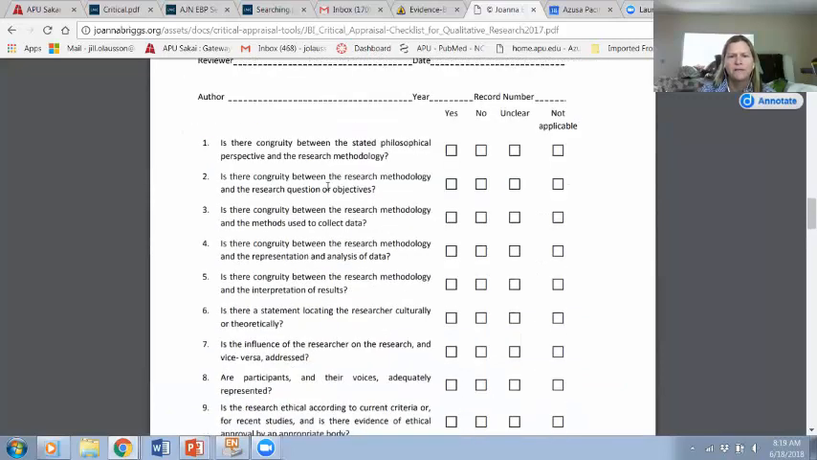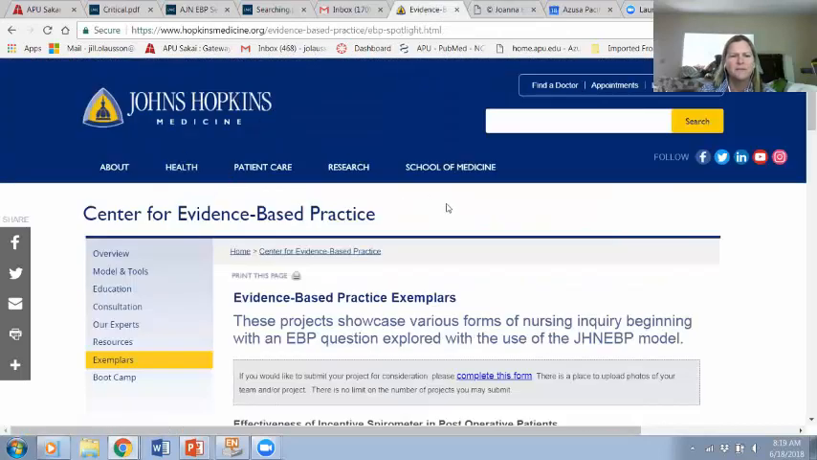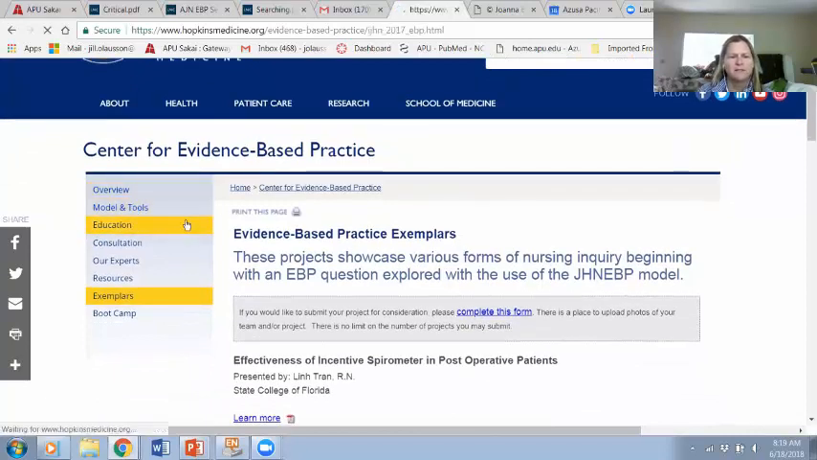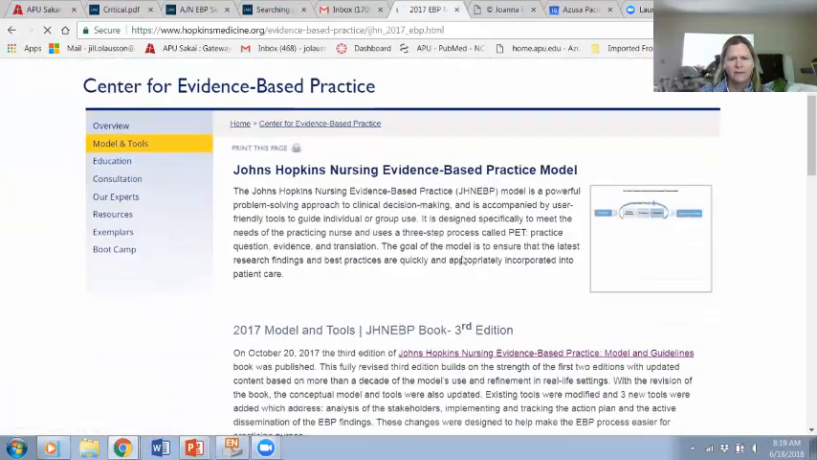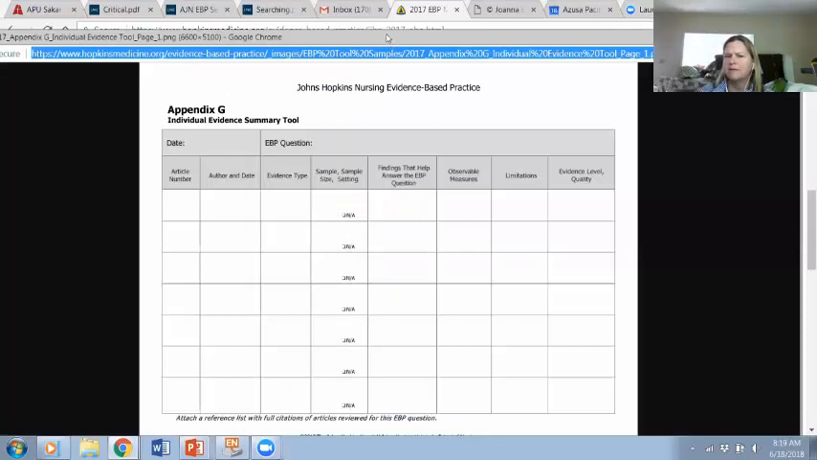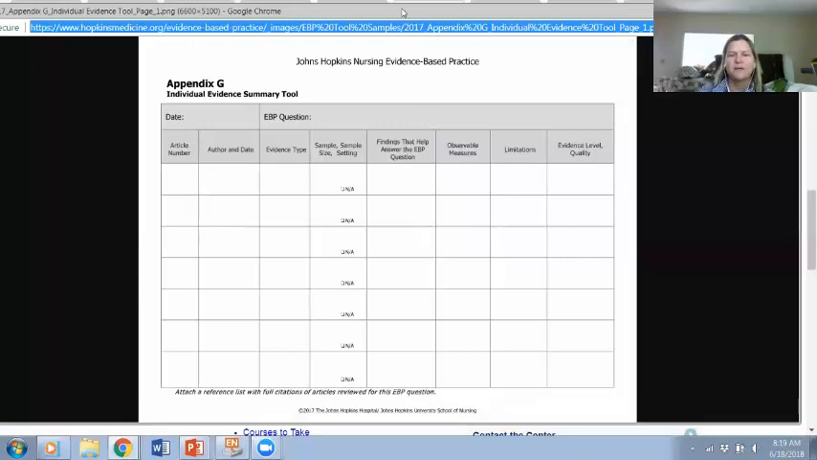You click on that, and it brings you to a checklist for how you assess a study for quality. Okay? The other one is the Johns Hopkins Center for Evidence-Based Practice. It has the model and tools on here. And then this is the table that I thought might work well for you guys. That's the individual evidence summary tool, and I think it's a good idea that you start using it as a repository for all the studies you're going to be finding to answer your PICO question.